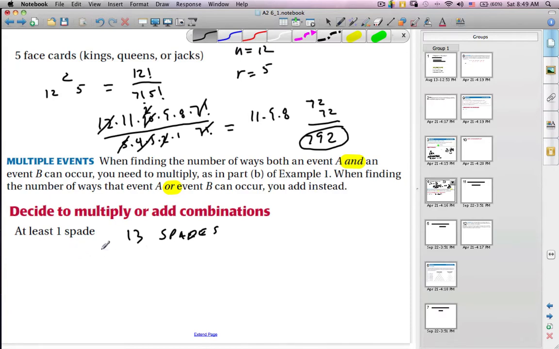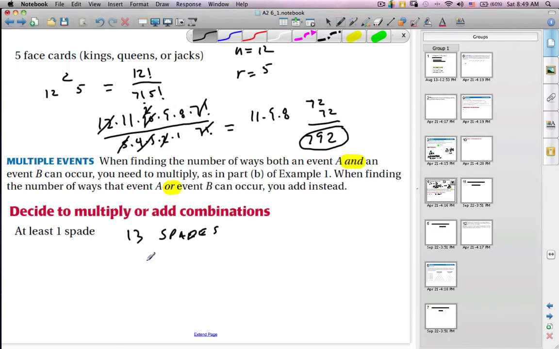In this case, for me to do at least one spade, I could find out the probability of having 1, and then 2, and then 3, and then 4, and then 5, all the way up to 13, but I'd have to do 13 separate calculations, and that just does not sound fun to me. So instead, I'm going to find the probability of having no spades at all. That's one calculation, and subtract it from all the possible ways I could have a 5-card hand with 52 cards. So what that's going to do is remove all of the different situations in which there were no spades, and that will answer my question.